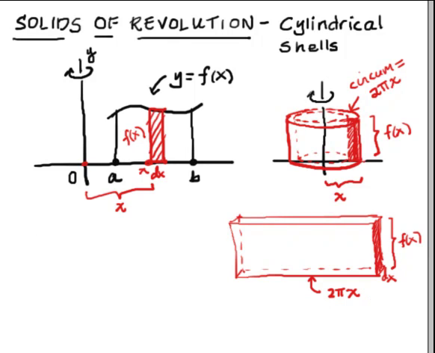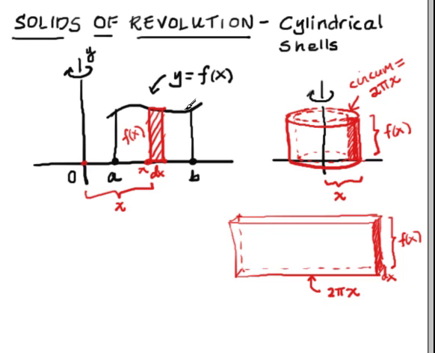Okay, here we're going to calculate the volume of a solid of revolution using a different method, this time using a method called cylindrical shells. So in this example, we're going to look at the area under y equals f of x between a and b, this area over here, and revolve it. This time we're going to revolve around the y-axis.